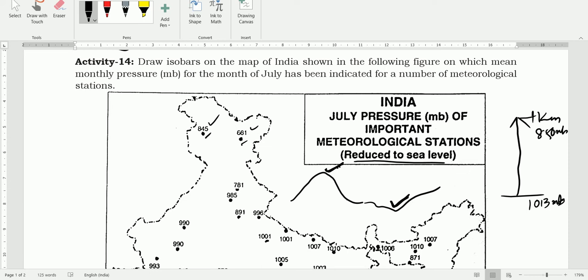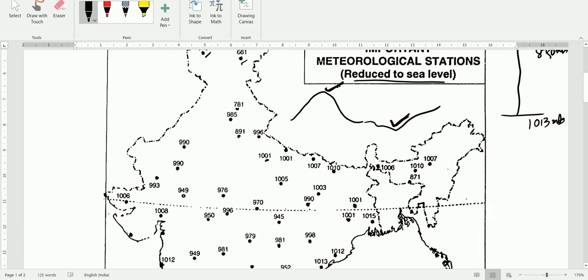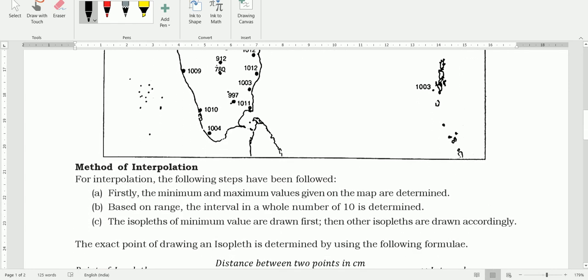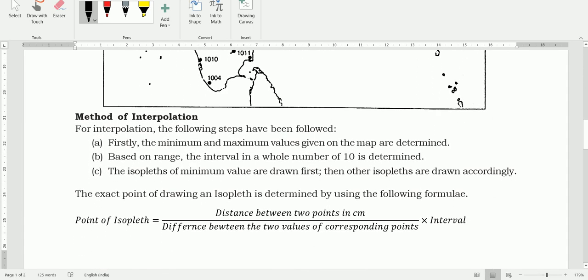And now let us see here. These are the different stations. See here, these are the dots. The dot shows the recording stations, and this value shows the pressure condition in millibars, MB. Here we have the method of interpolation, that is how these isoplates are drawn. We are following the steps given below.